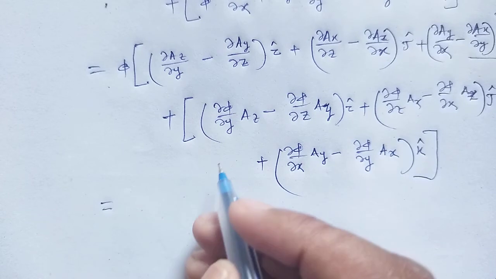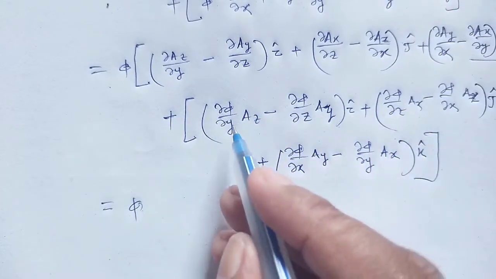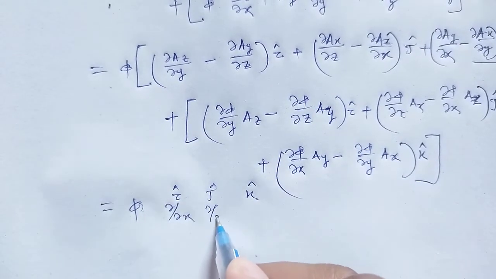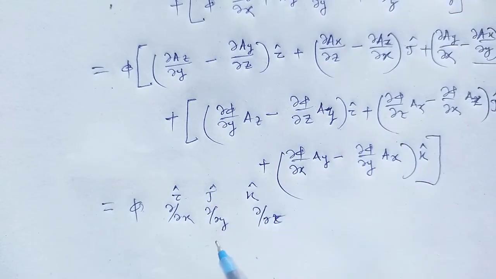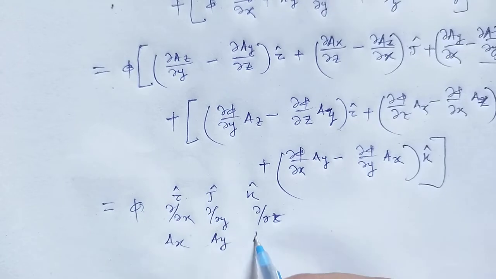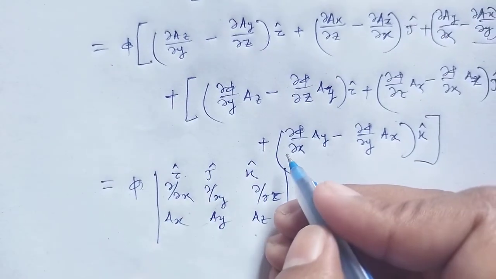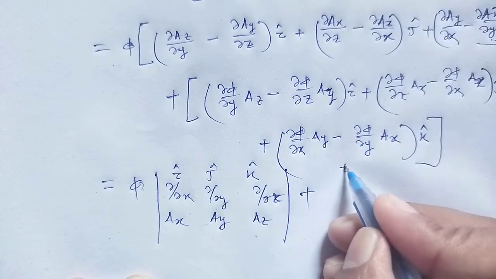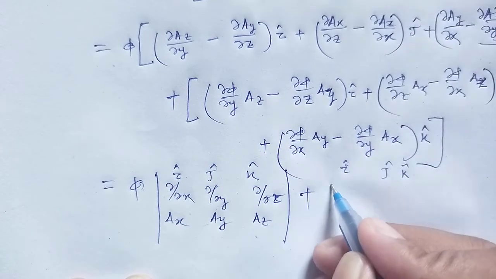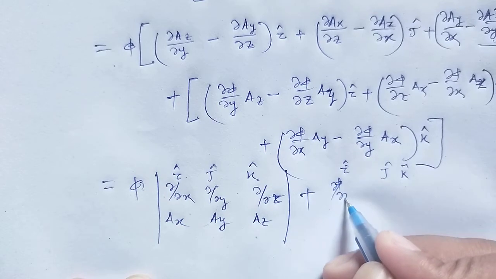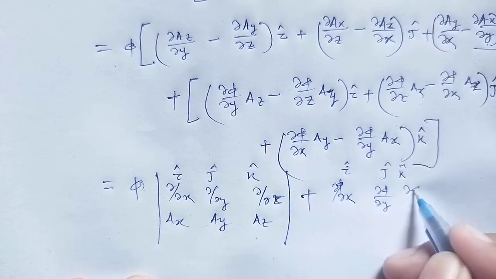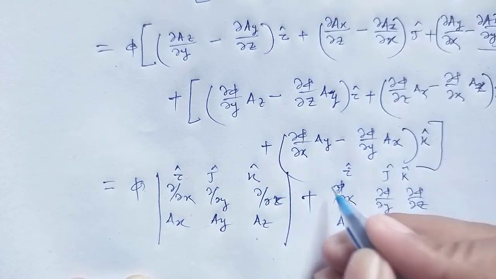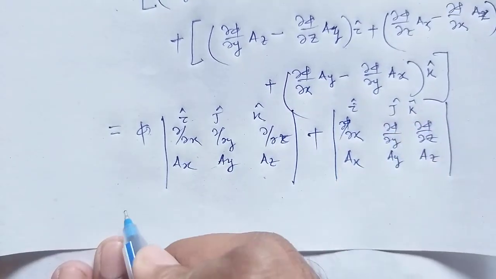We can easily write phi instead of this term. This one is the determinant of i cap, j cap, k cap, del by del x, del by del y, del by del z, ax, ay, az, plus these terms are also the determinant of i cap, j cap, k cap, del phi by del x, del phi by del y, del phi by del z, ax, ay, az, that is phi.